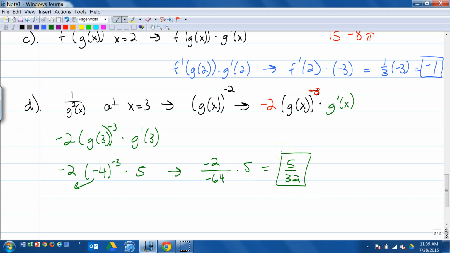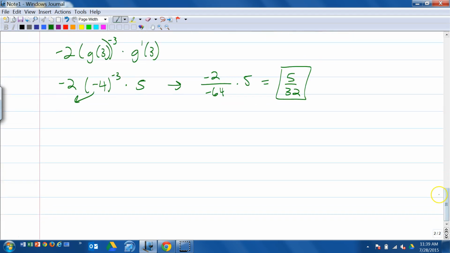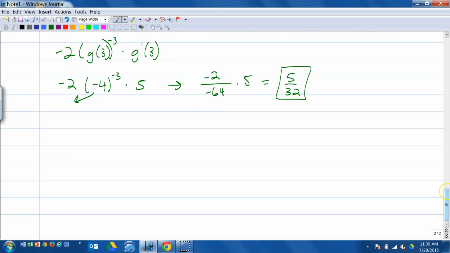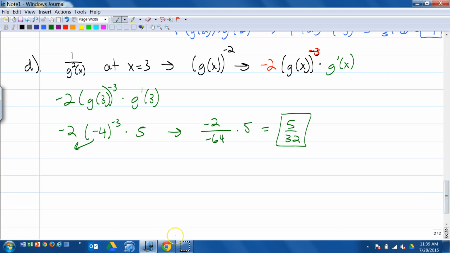So we use chain rule to get the expression we needed to sub in the numbers for, and then we use the table to get our numbers. Okay? So that's kind of a crash course on how to do some problems with chain rule. It's a very powerful rule you will be using all the time.